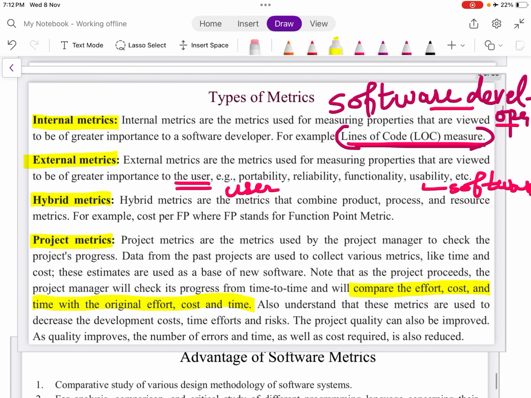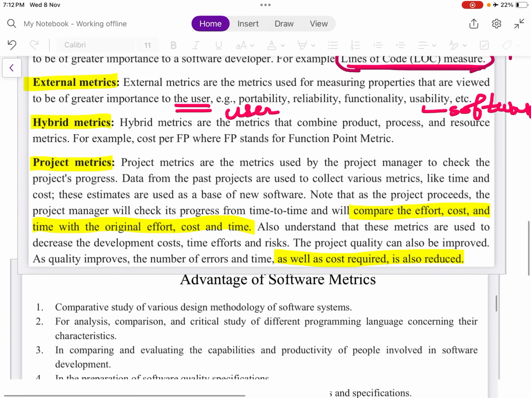Also understand that these metrics are used to decrease the development cost, time, efforts and risk. The project quality can also be improved. As the quality improves, the number of errors and the time as well as the cost required also reduce.